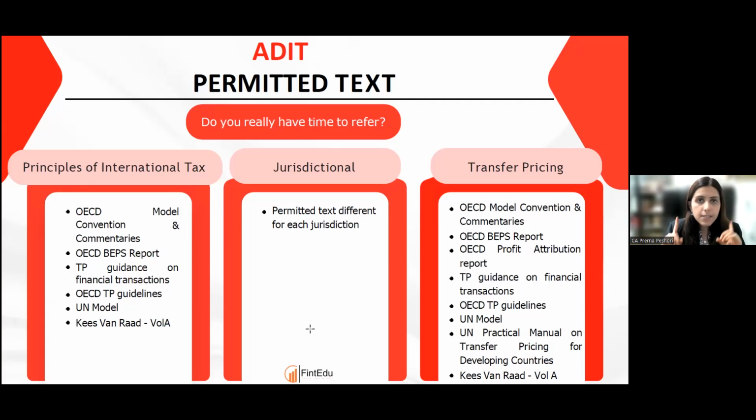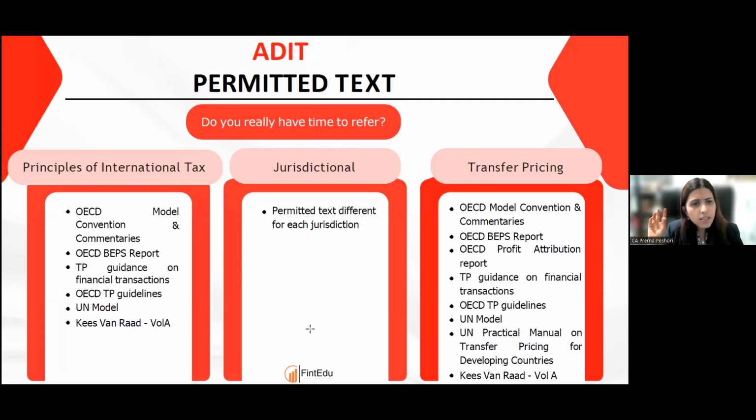Now the question arises: though it's an open book, you have all of these materials, but my question would be, do you really have time in the examination to refer to the books, even to the permitted text? The question can come from any place in the PIT paper. In transfer pricing, you can refer, because the questions will be more or less surrounding these 2-3 areas only.